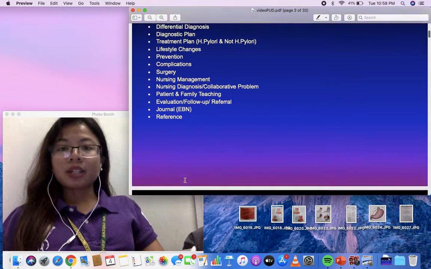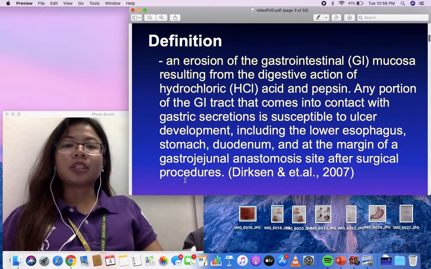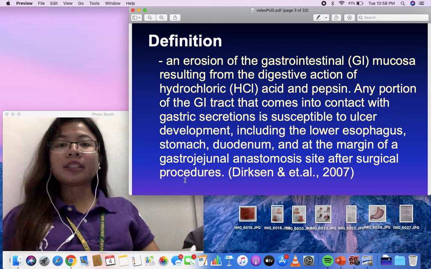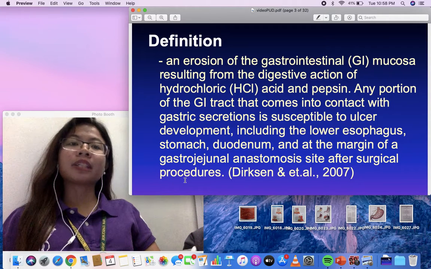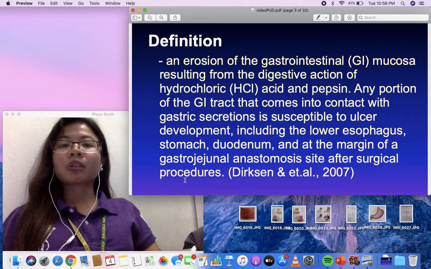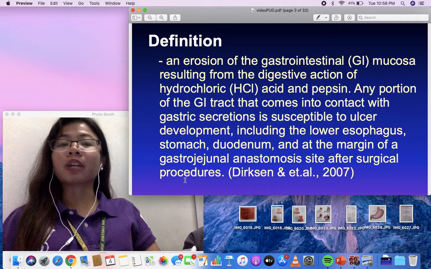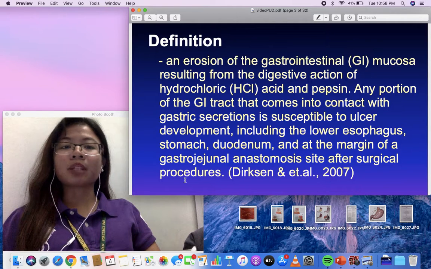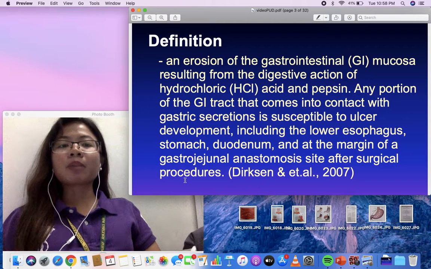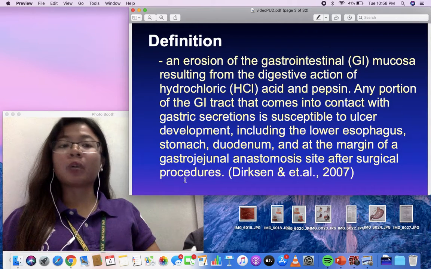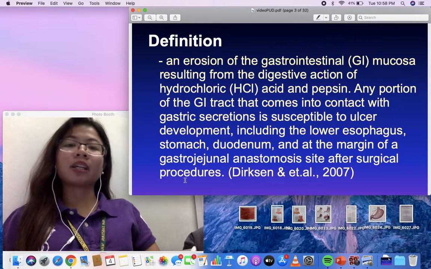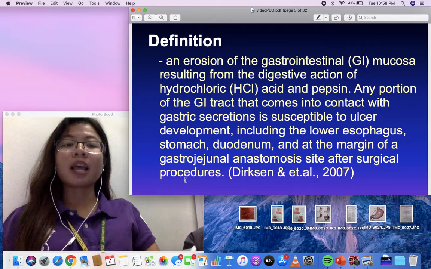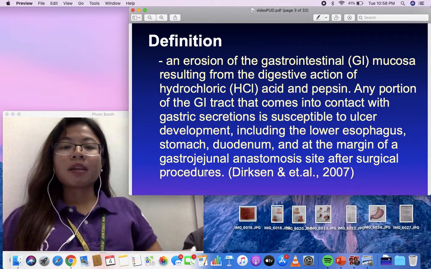Okay, so let's start from the definition. Peptic ulcer disease is an erosion of the gastrointestinal or the GI mucosa resulting from the digestive action of hydrochloric acid and pepsin. Any portion of the GI tract that comes into contact with gastric secretions is susceptible to ulcer development, including the lower esophagus, stomach, duodenum, and at the margin of a gastrojejunal anastomosis site after surgical procedures. By Dirksen et al., 2007.